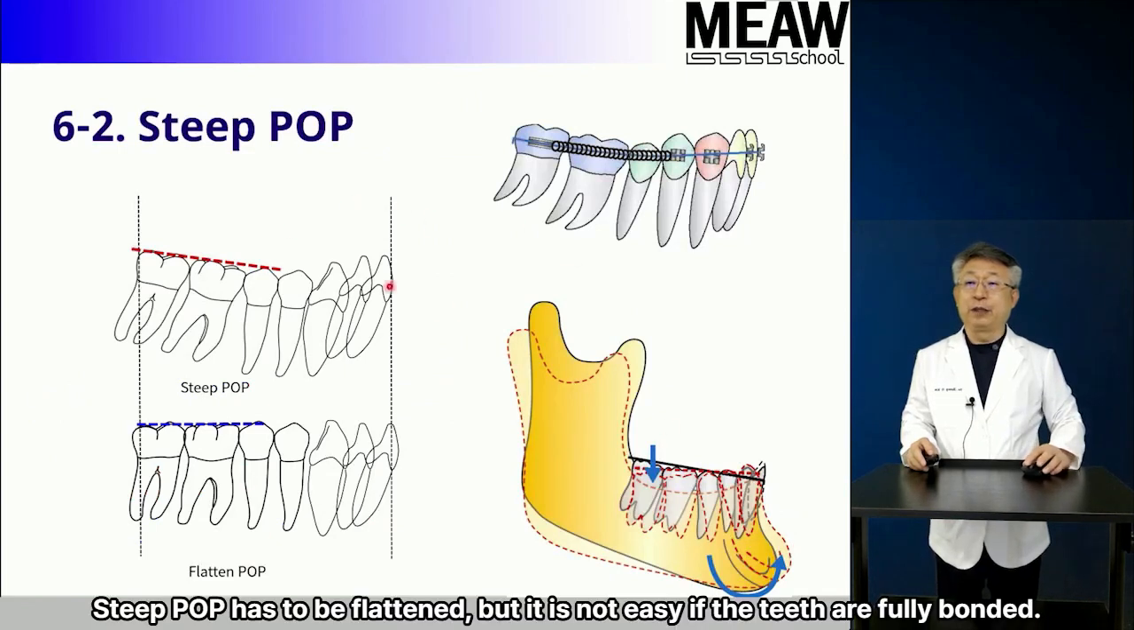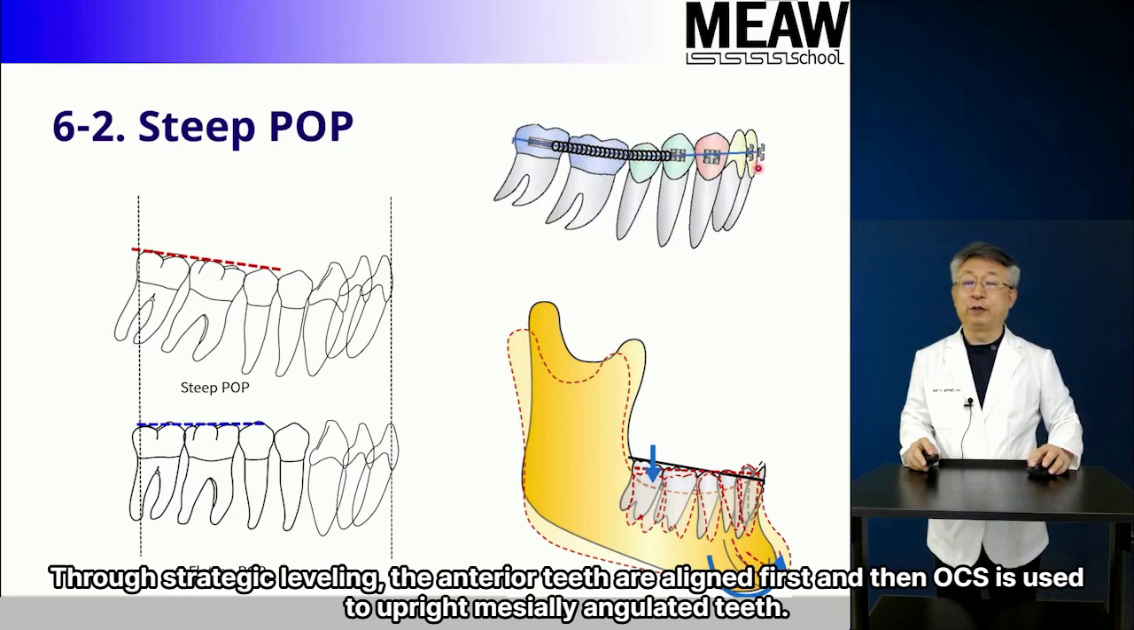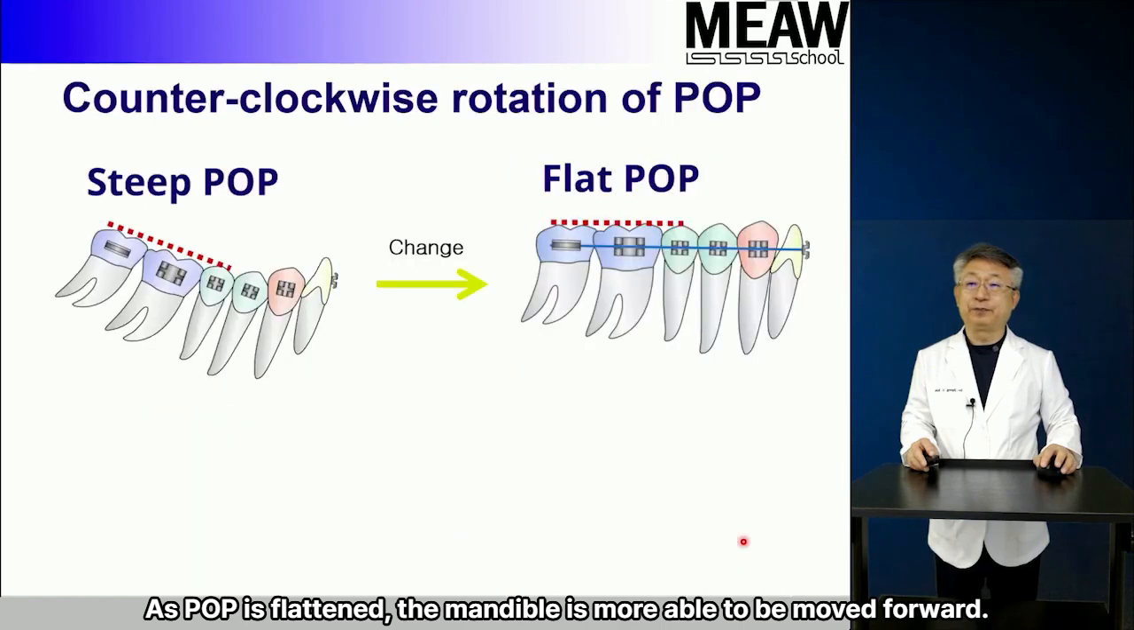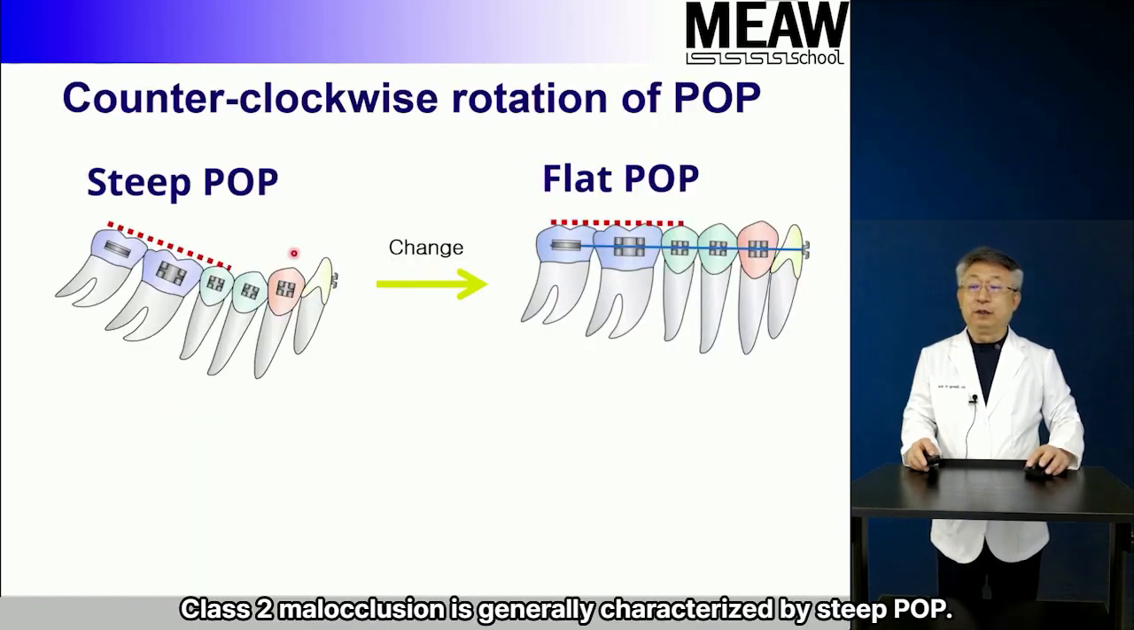Steep POP has to be flattened, but it is not easy if the teeth are fully bonded. Through strategic leveling, the anterior teeth are aligned first, and then OCS is used to upright mesially angulated teeth. As POP is flattened, the mandible is more able to be moved forward. Class II malocclusion is generally characterized by steep POP.